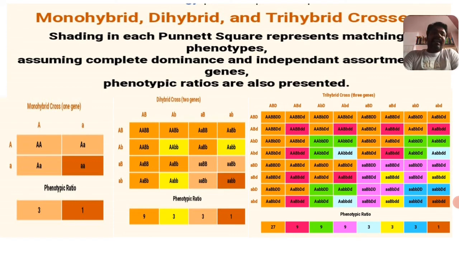How we take the trihybrid cross: each gamete carries 3 different characters, 3 different genes. See, in the monohybrid cross there is only a single character, that is A and small a, which shows the phenotypic ratio of 3:1. And in the dihybrid cross it is different. Here there are 2 different characters, meaning 2 pairs of contrasting characters, hence the 2 characters occur in a gamete.